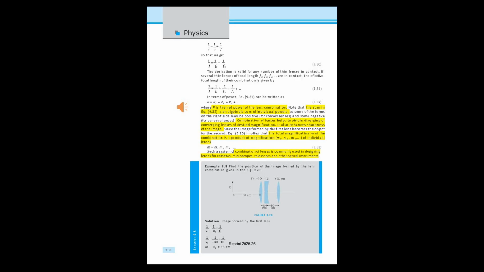Combination of lenses helps to obtain diverging or converging lenses of desired magnification. It also enhances sharpness of the image.